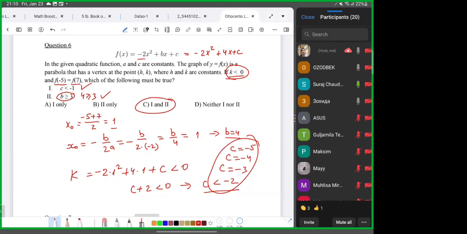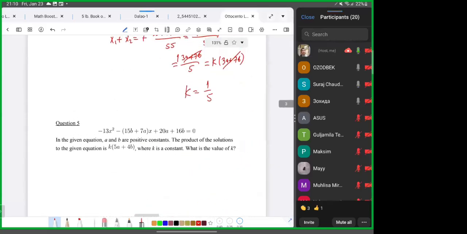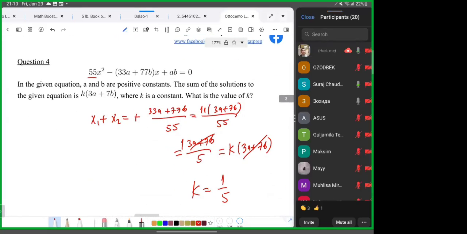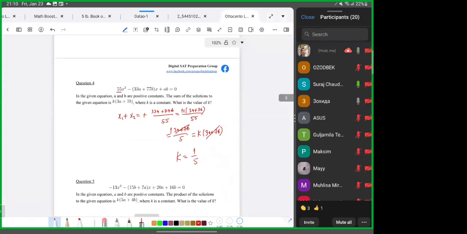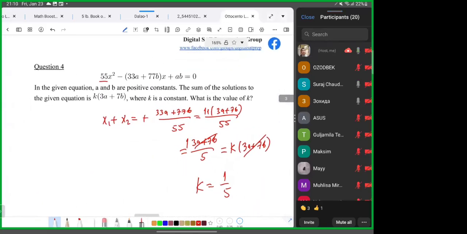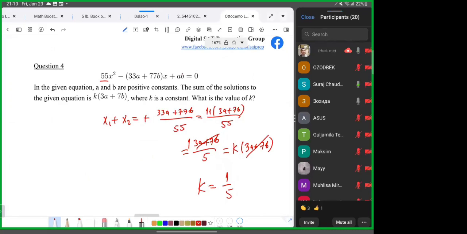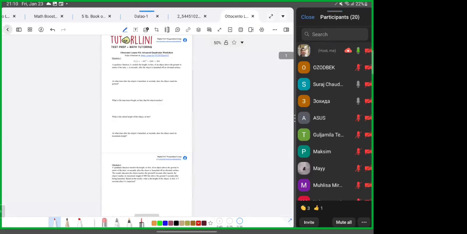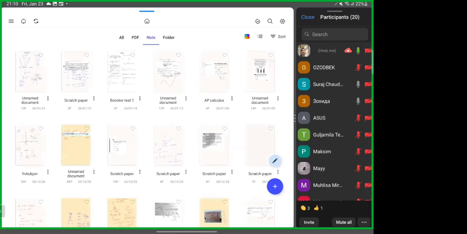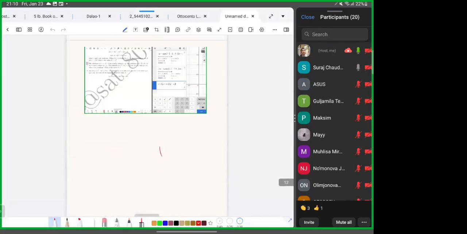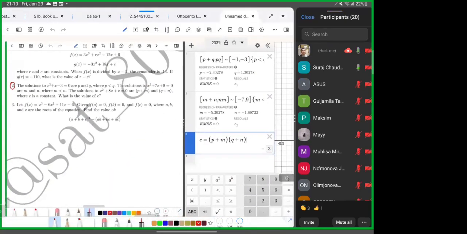Teacher, can you explain the previous one? Yes. Maybe we have to go backward a little bit. Wait. What was this question? I think maybe this one you asked. Yes, this one.